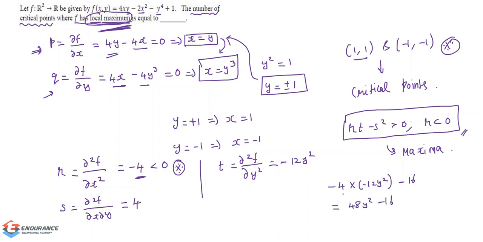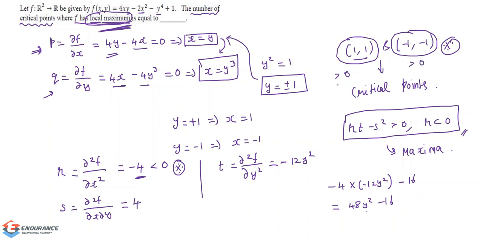Now first you need to substitute 1 comma 1. If you substitute 1 comma 1 in this, surely I will get greater than 0. Why? Because 48 into 1 minus 16 is going to become 32. So that is greater than 0, right? And what about rt minus s square if I substitute minus 1 comma minus 1, which means y as minus 1? Minus 1 square is also 1, so 48 into 1 will be 48, minus 16, that is 32. So again, which is greater than 0.